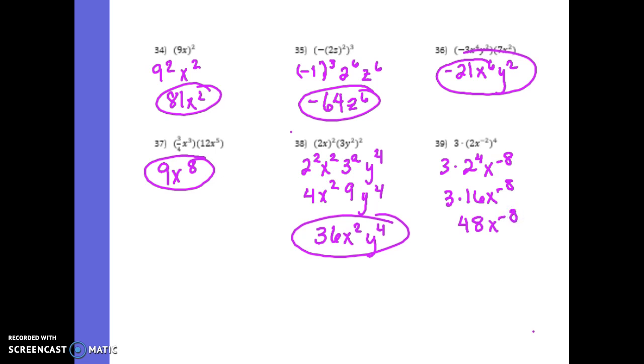Okay, and we're going to be learning that we don't want to have a final answer with a negative exponent. We'll be doing that more next class, but for now the final answer really should be 48 over x to the 8th power because we actually write that as a fraction.